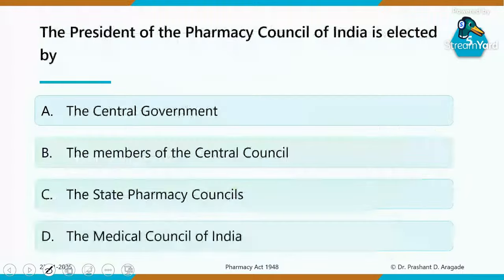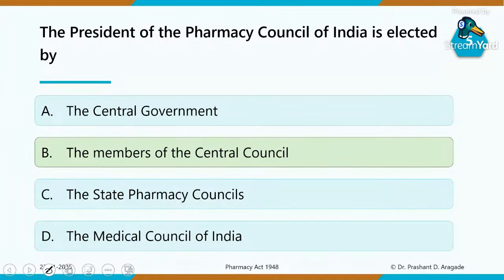Now next, fifth question. The President of Pharmacy Council of India is elected by: option A, Central Government; B, Member of Central Council; C, State Pharmacy Council; or D, Medical Council of India. The correct answer is option B, that is Member of Central Council.